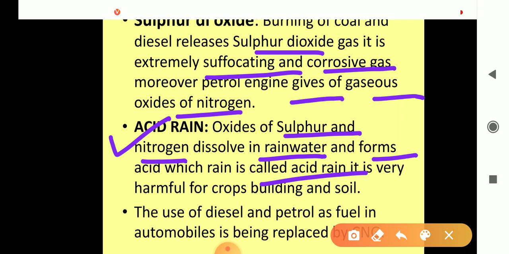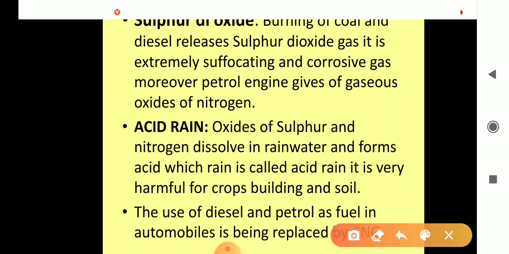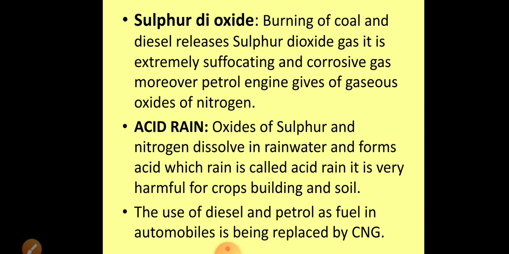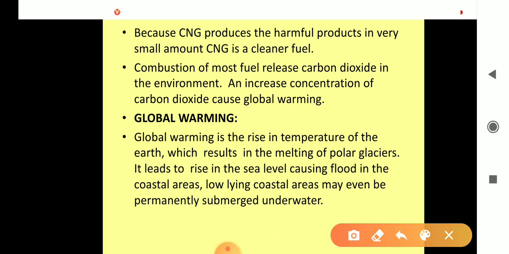even plants also. Now next, the use of diesel and petrol as fuel in automobiles is being replaced by CNG. Why? Because CNG is a less polluting fuel. It does not produce any harmful substances, right? So no harmful gaseous products are produced by this CNG. That's why it is called the cleaner fuel. CNG is called the cleaner fuel.